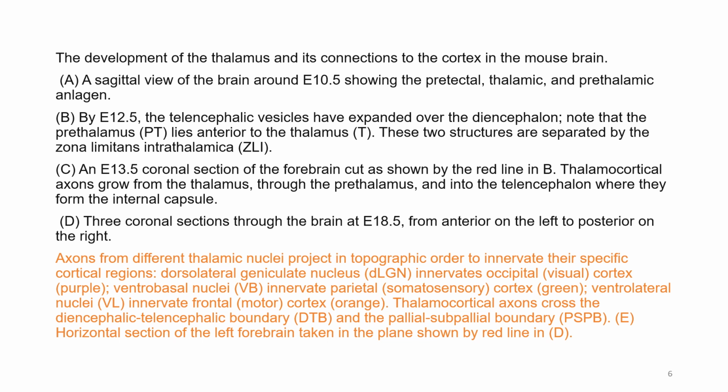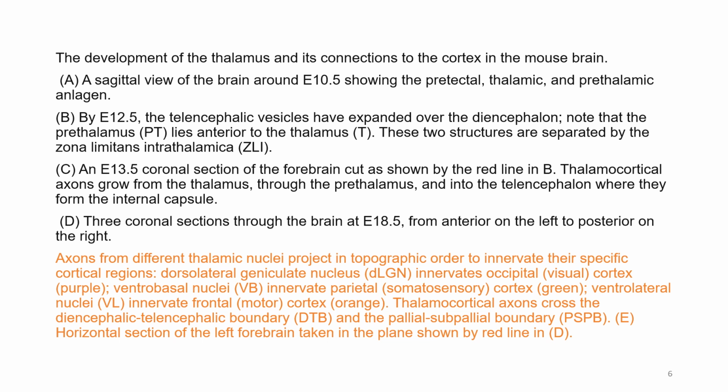At 13.5 days, a coronal section of the forebrain, cut along the red line shown in B. You have noticed that? Okay, so a red line is drawn which is cutting the forebrain. The thalamocortical axons grow from the thalamus through the prethalamus and into the telencephalon, where they form the internal capsule. So in that way the thalamus will project its projections to the prethalamus and to the telencephalon through the internal capsule.